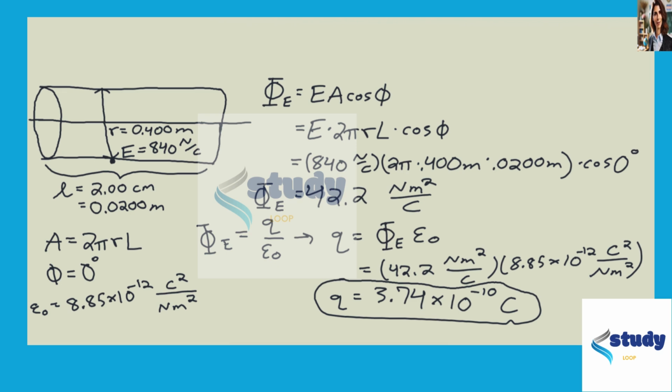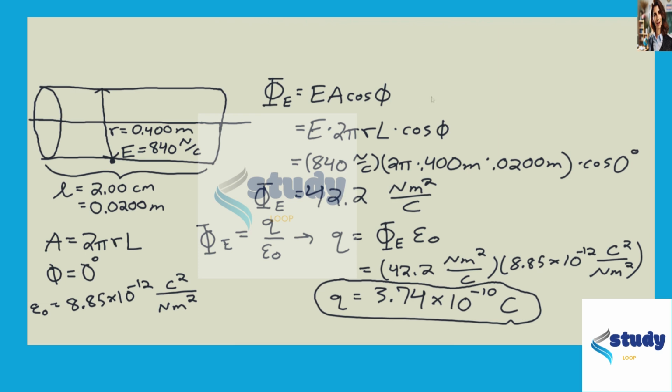Then I just use the definition of electric flux, because in order to use Gauss's law, I need to get the electric flux. The basic definition is the electric field multiplied by the surface area times the cosine of phi, where phi is the angle between the normal to the surface and the electric field. In this case, because I've drawn a cylinder, the electric field is going straight out of the surface of the cylinder, so the angle between the electric field and the normal to the surface is just 0 degrees. The electric field is directly along the normal to the surface, so we don't need to worry too much about this angle.